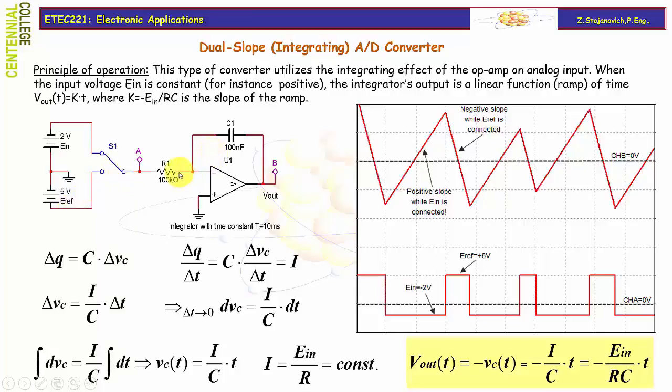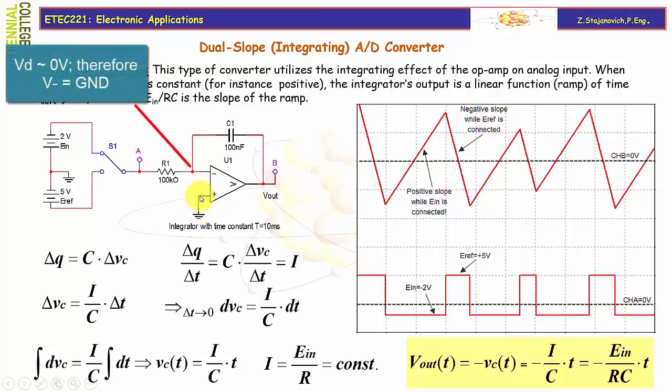Before we actually explain the functionality of the integrator, and I know that it's not been covered in ETEC221, let's see what we know about this circuit. First of all, the non-inverting terminal is grounded, because the differential voltage, as the difference between potential at the non-inverting and inverting terminals, must be very, very low, otherwise the output goes into saturation. That means that the inverting terminal is at virtual ground. This is a grounding point as well.